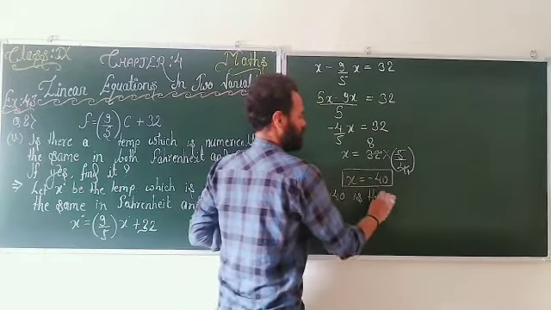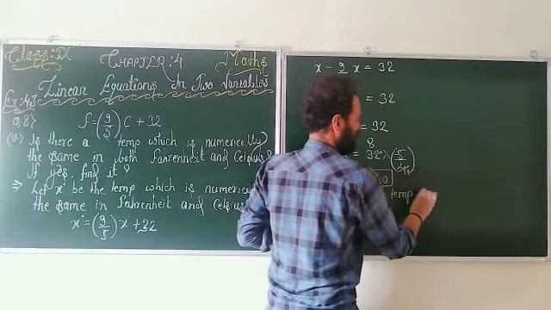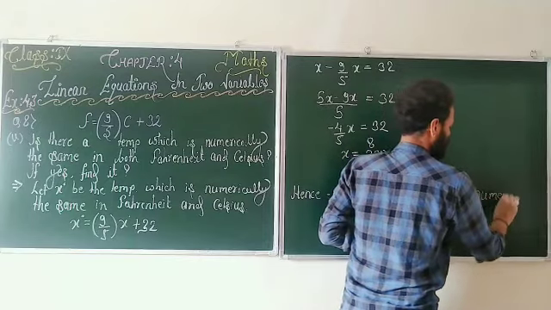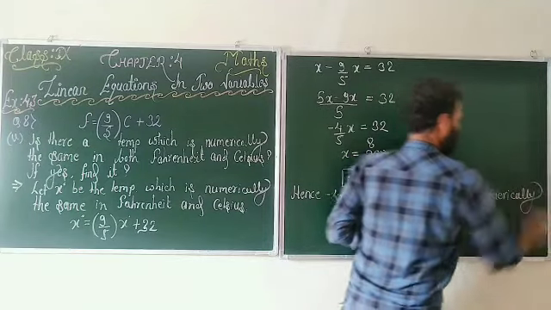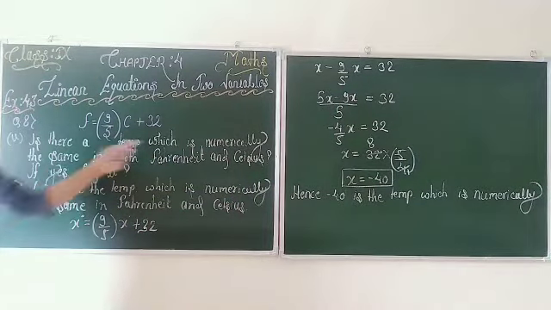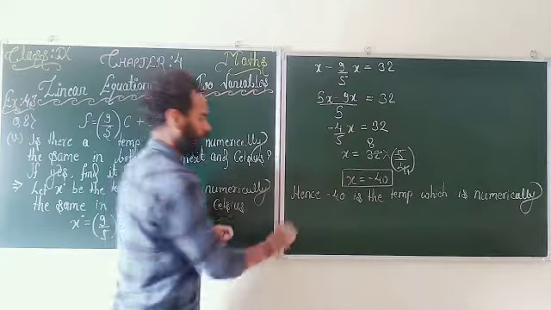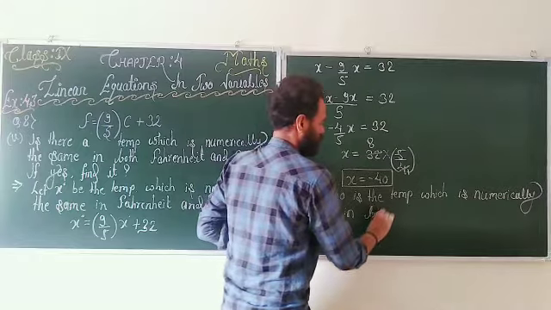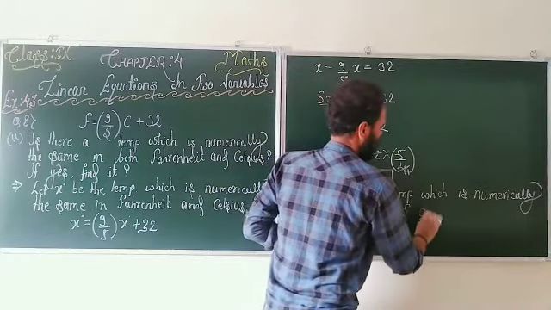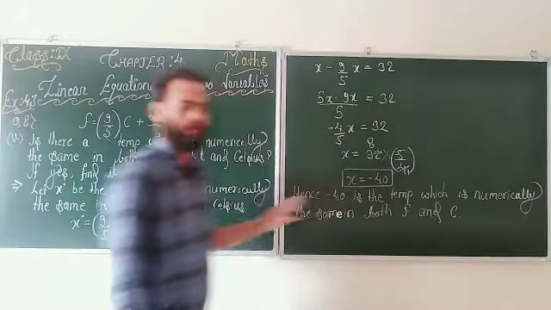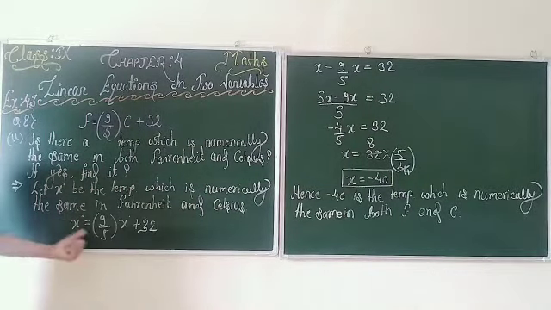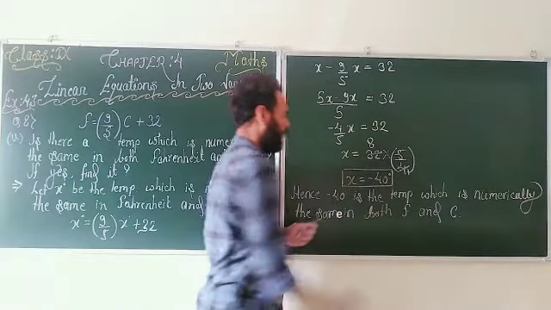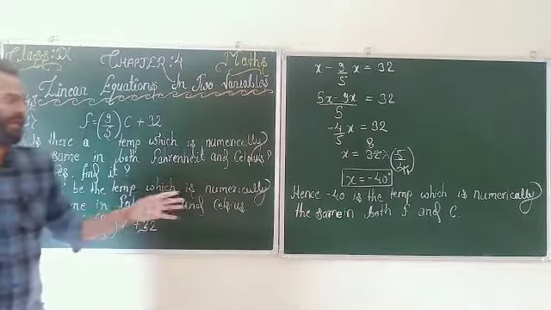is the temperature which is numerically equal, which is what they ask in the question, the same in both Fahrenheit and Celsius. They also asked to find the temperature; we took x and found out the value of x. The value of x is -40 degree. So this is the temperature which is the same in both Fahrenheit and Celsius.